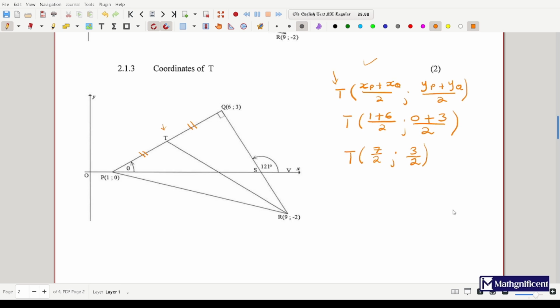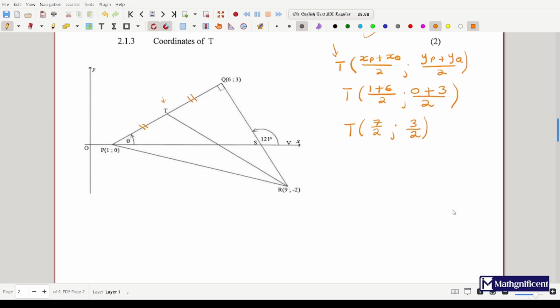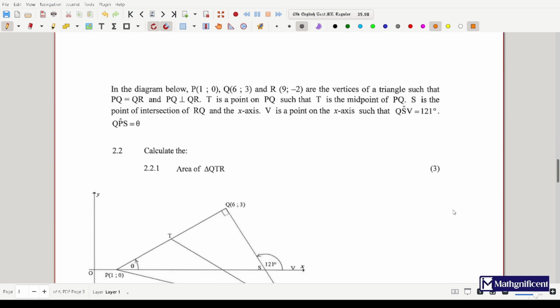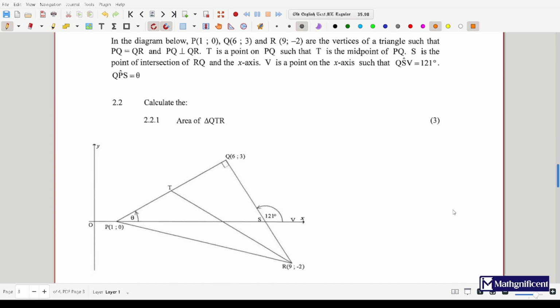So now let's move on to the next question. Now we have 2.2.1. I decided to bring back the statement again here so that we can analyze this statement with the diagram together. They said that we should calculate the area of this triangle here, the triangle QTR. So let's highlight the triangle that they are referring to.